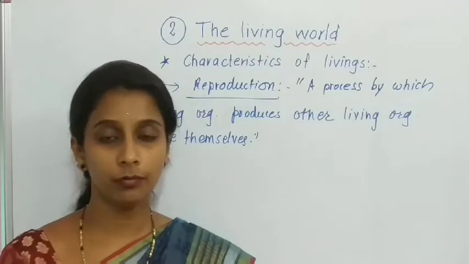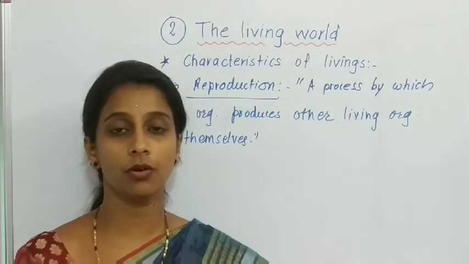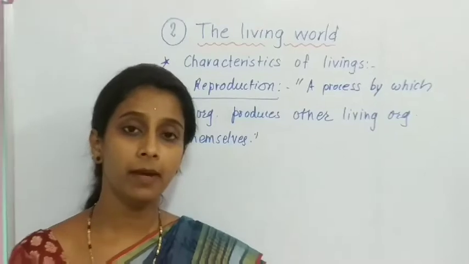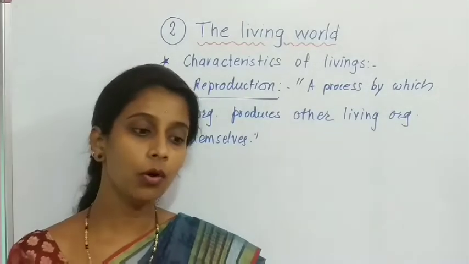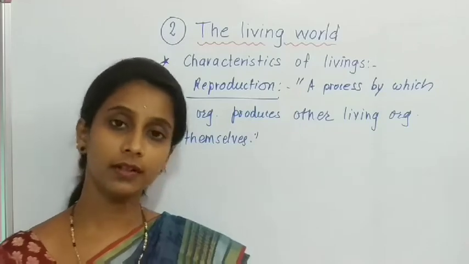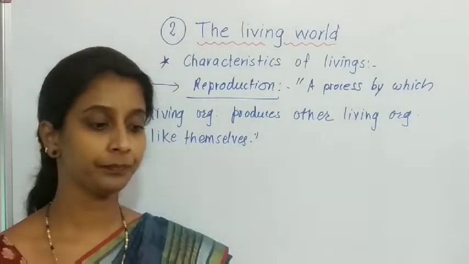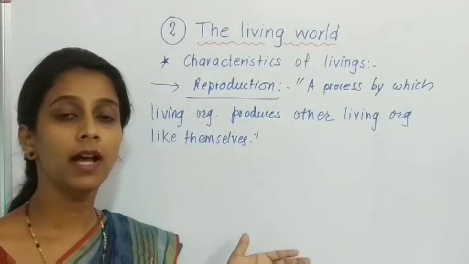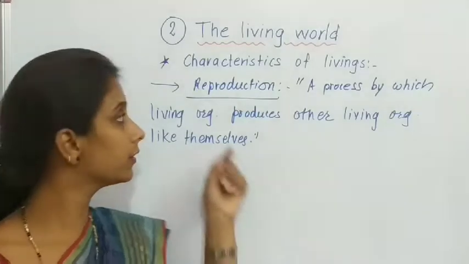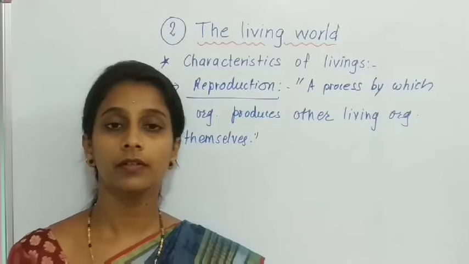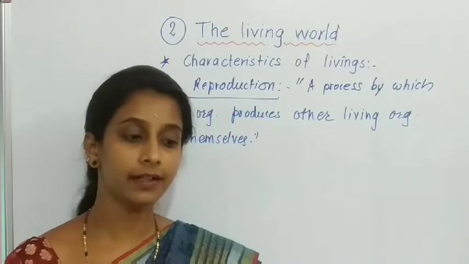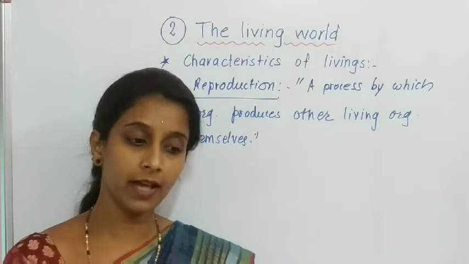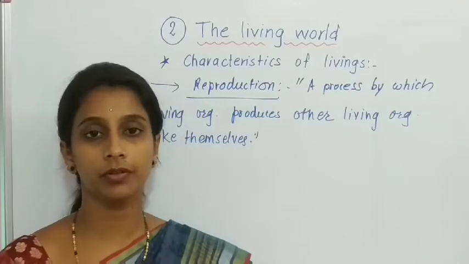Means what? Human beings reproduce human beings; monkeys, dogs, cows produce other living organisms like themselves. A mango tree reproduces a mango tree. So all living organisms produce other living organisms like themselves. This process helps to increase the population of their group, and their next generation will be increased by the process of reproduction. Now some animals give direct birth to their child, whereas some animals lay eggs. So in different animals, different ways of reproduction take place.